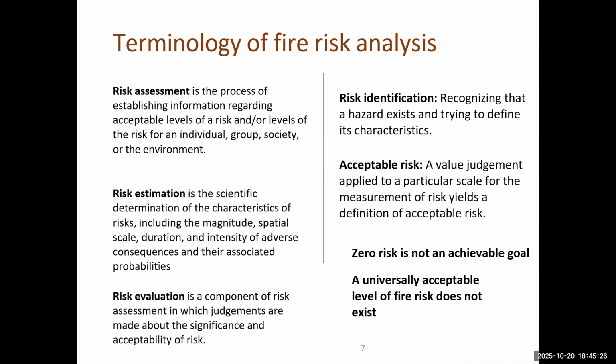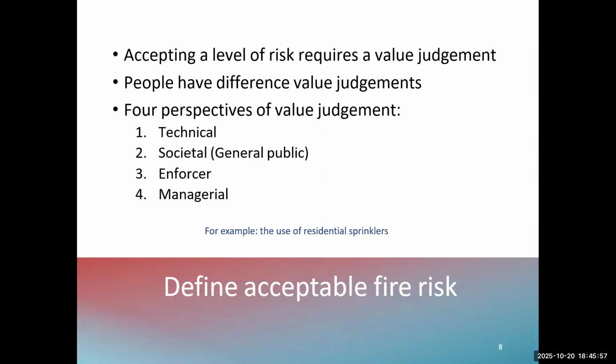So this brings us to a critical truth: zero risk is not an achievable goal. Our aim is not elimination, but management. There is no single universally acceptable level of fire risk. It is a fluid concept shaped by technical, societal, and economic factors. So how do we define acceptable?